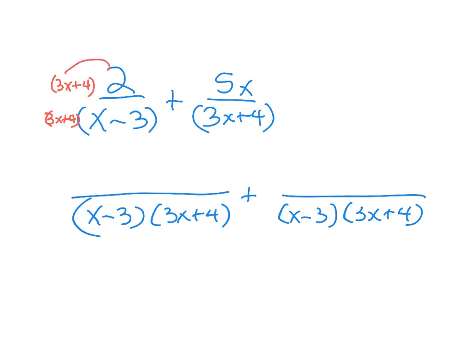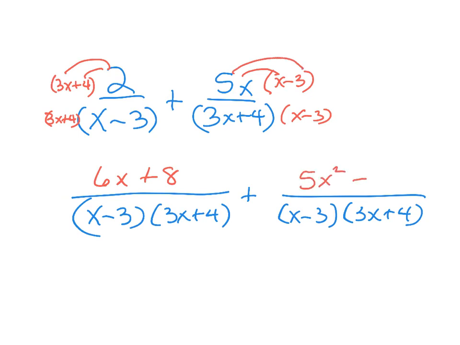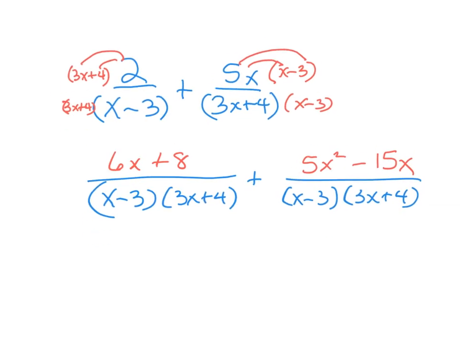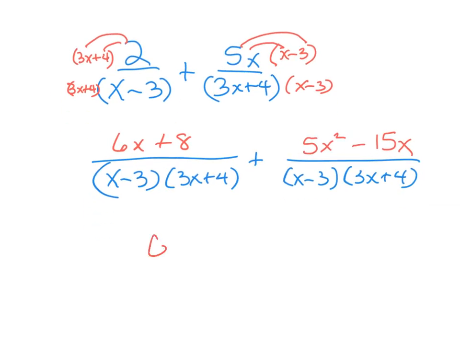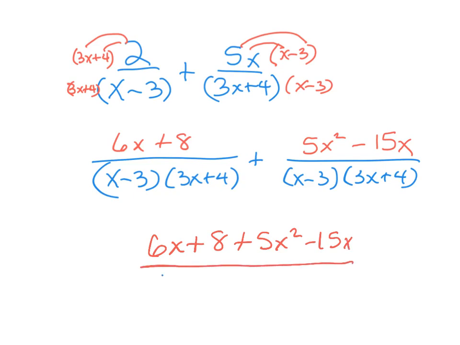Now this 2 is going to distribute. So my new numerator here is going to become 6x plus 8. Over here, to the 5x, I'm multiplying the top and the bottom by the x minus 3. And again, this 5x is going to distribute to both. So it'll become 5x squared minus 15x. Now at this point, I can go ahead and just write all my numerator all on one line with the one single denominator, which is x minus 3 times 3x plus 4.